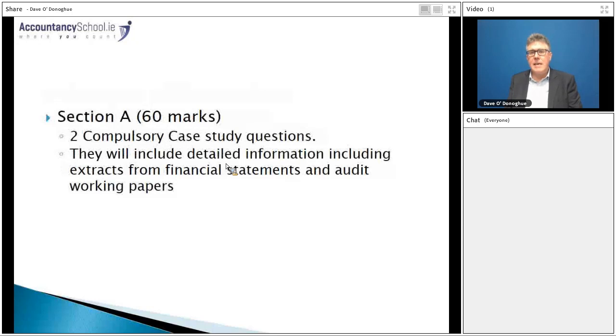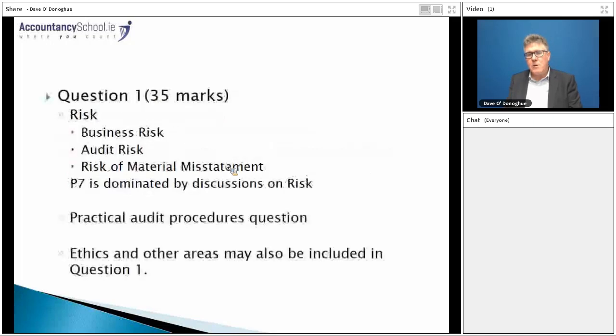Section A is the compulsory part, and there are 2 compulsory questions in it, and you'll be given a significant amount of information, in particular for question 1, but also for question 2. Question 1 is dominated by risk. It's a 35-mark question. It'll be dominated by risk, maybe just business risk, maybe just audit risk, maybe the 2 of them.